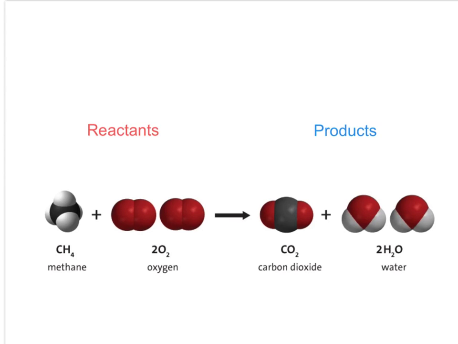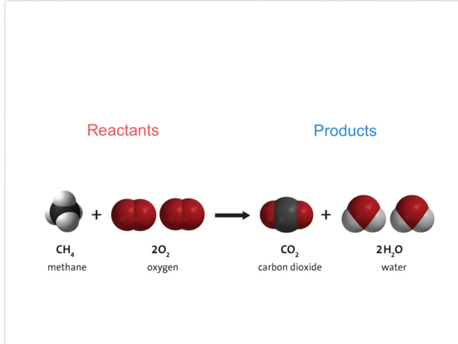Here is the chemical equation again. The molecules on the left side are the reactants, and the ones on the right side are the products. When the candle was burning, the paraffin reacted with oxygen in the air to produce carbon dioxide and water, similar to the chemical reaction between methane and oxygen.